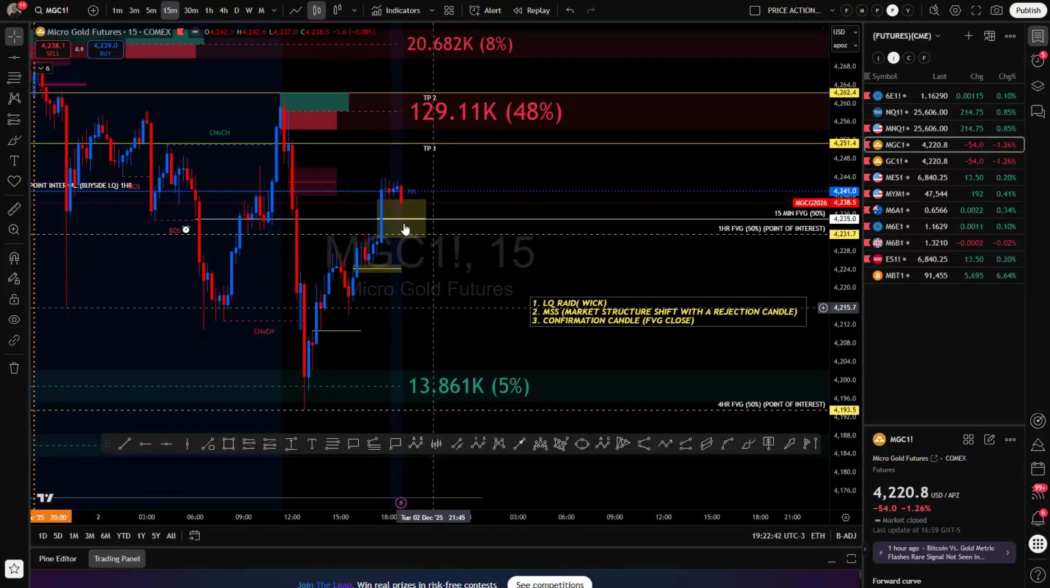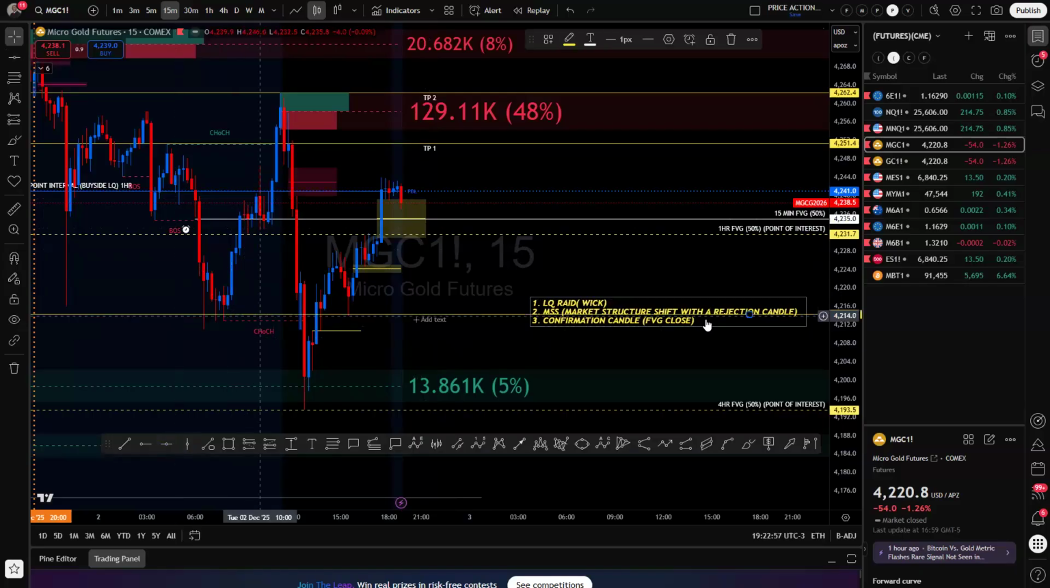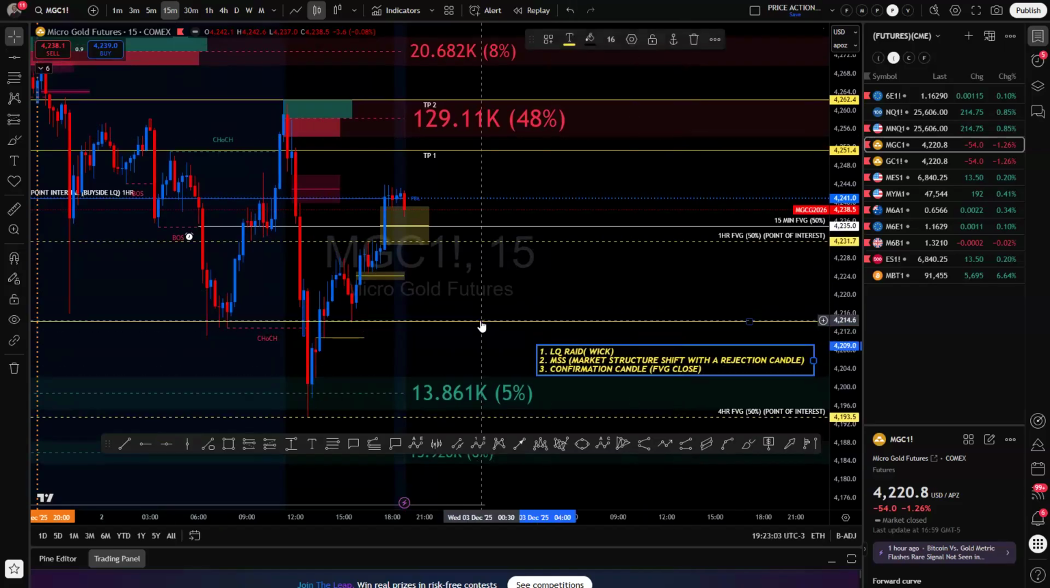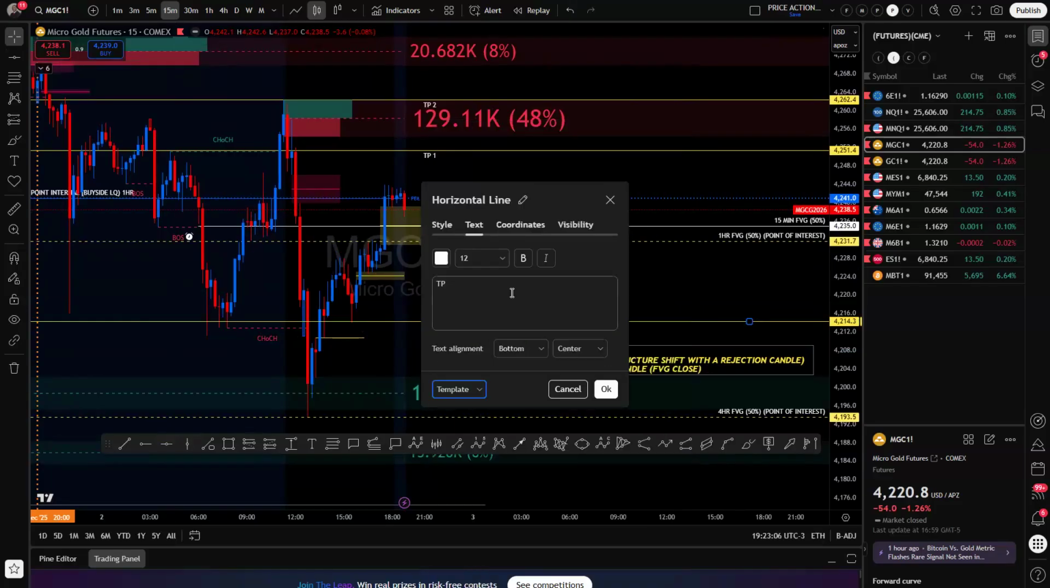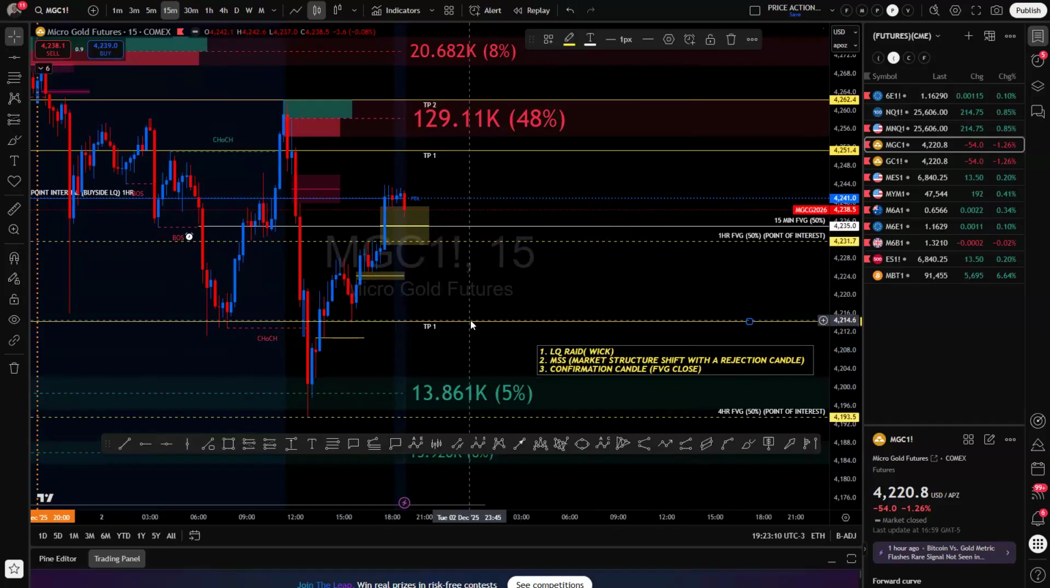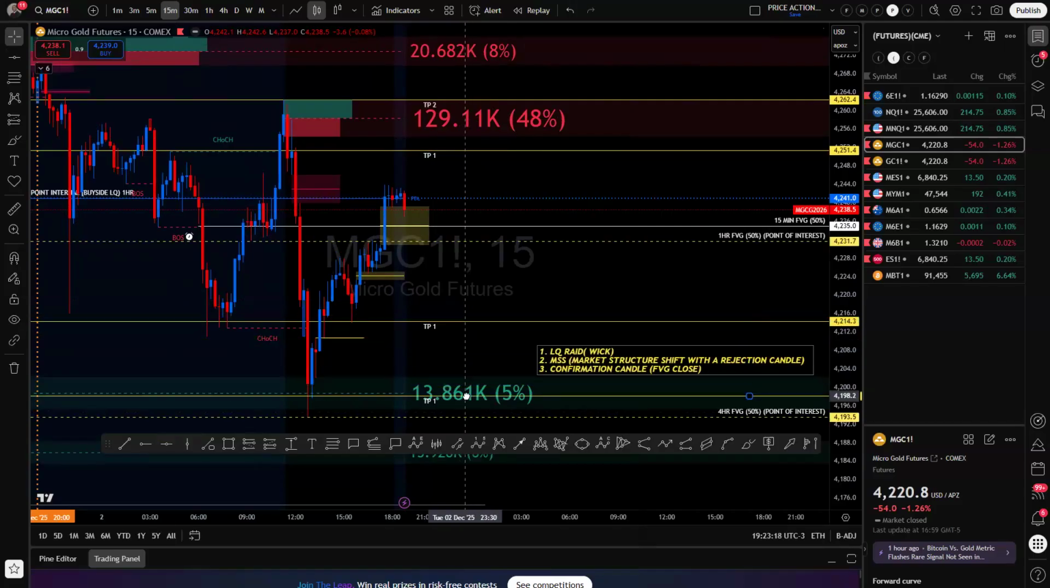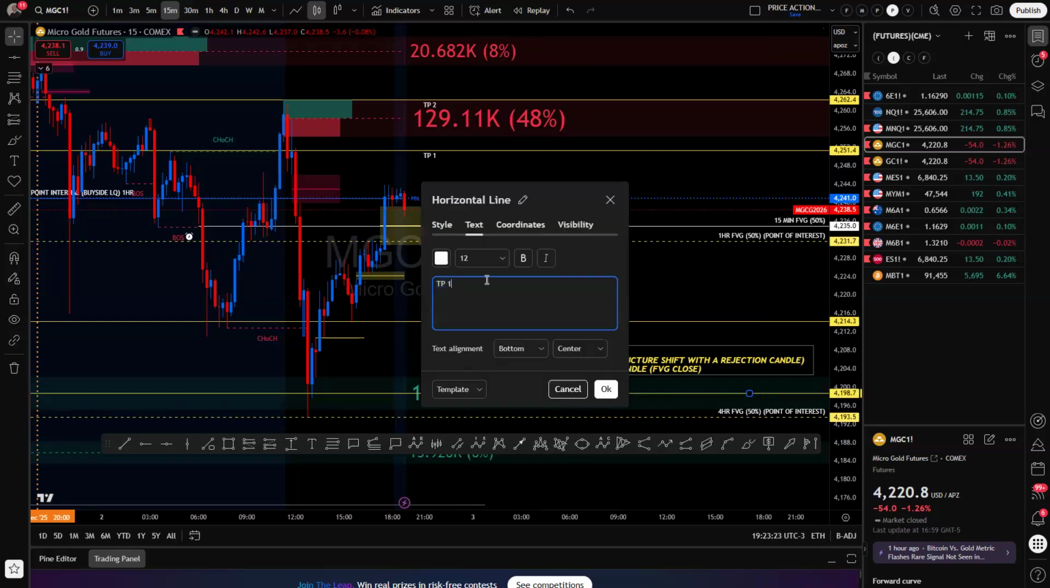Now, if price invalidates this fair value gap, then we're probably going to take it down to this low. I'll probably target maybe this low here. This is going to be TP1. TP1 here. Let's see, TP2. I'd probably just take it down to this order block, maybe, if it even reaches that far. Probably won't, but that's what I'm thinking.